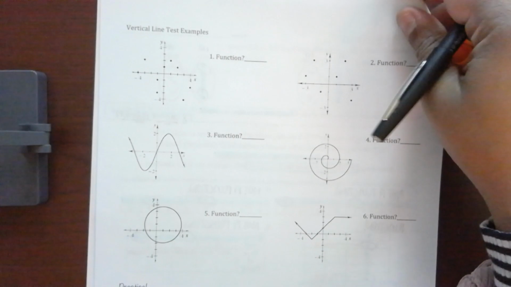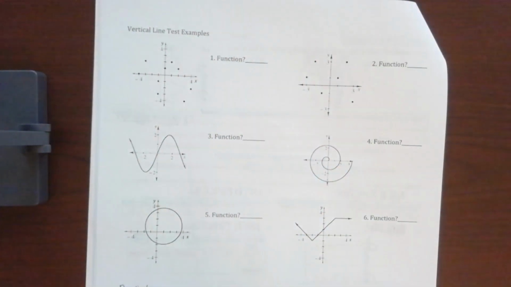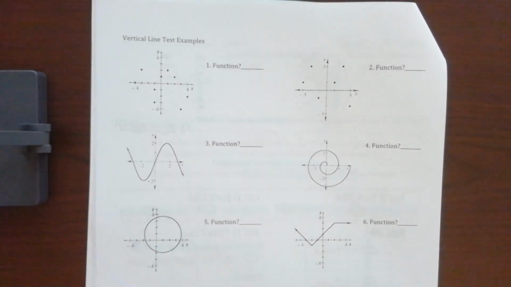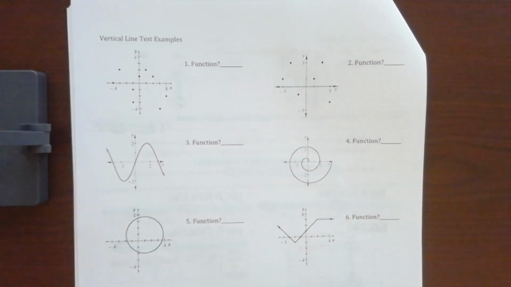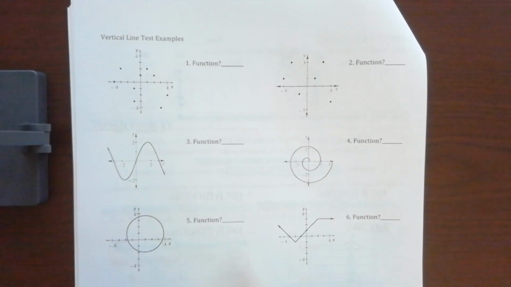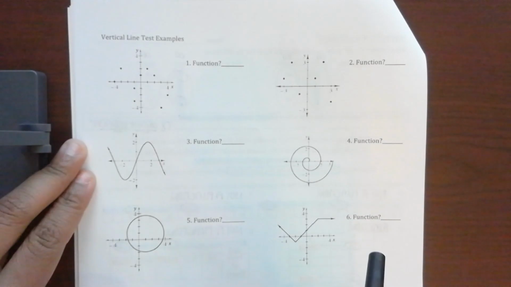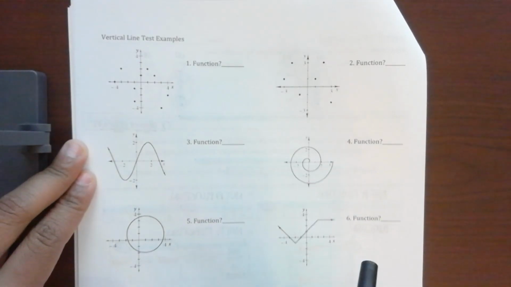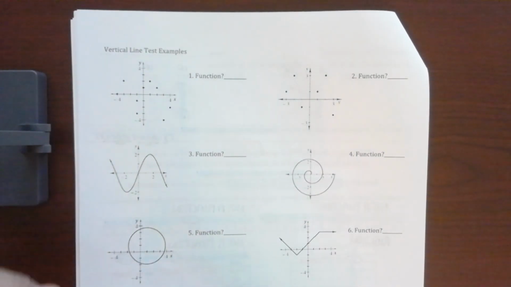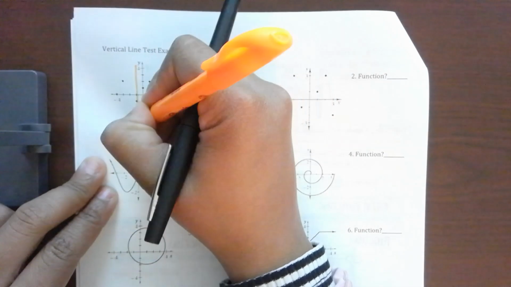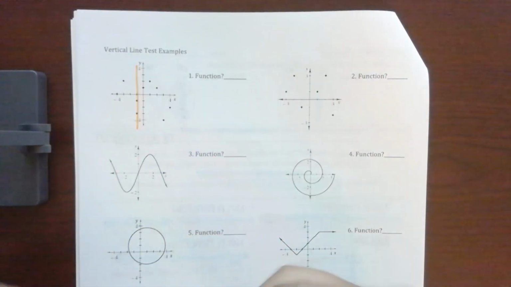So we're going to go through these vertical line test examples up here, okay? Shouldn't take us long. Is number 1 a function? No, because at what x value do we see it repeat? At -1. It's right there. That's why we said no.